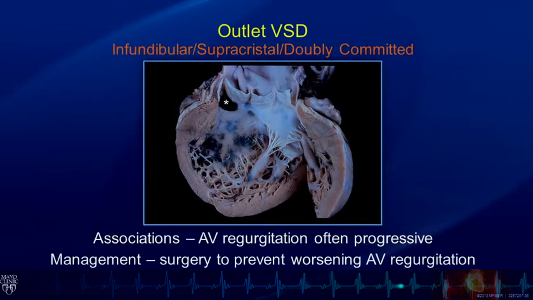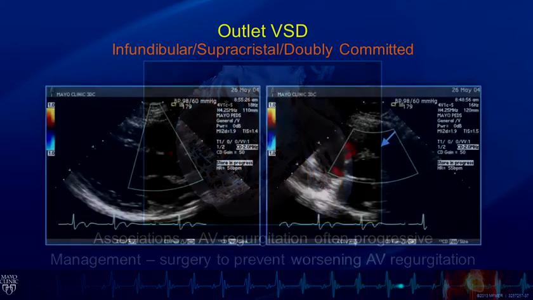The outlet ventricular septal defect, also known as infundibular, supracrystal, or doubly committed, is located in a different position. In this pathology image viewed from the left heart, the asterisk demonstrates that location. It's more anteriorly located and indeed is in very close proximity to the aortic valve. So aortic valve regurgitation is often progressive in these patients and may be an indication for intervention.